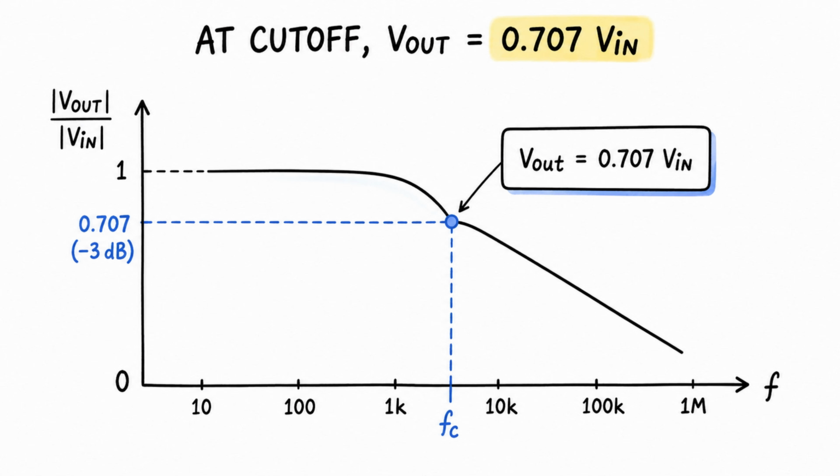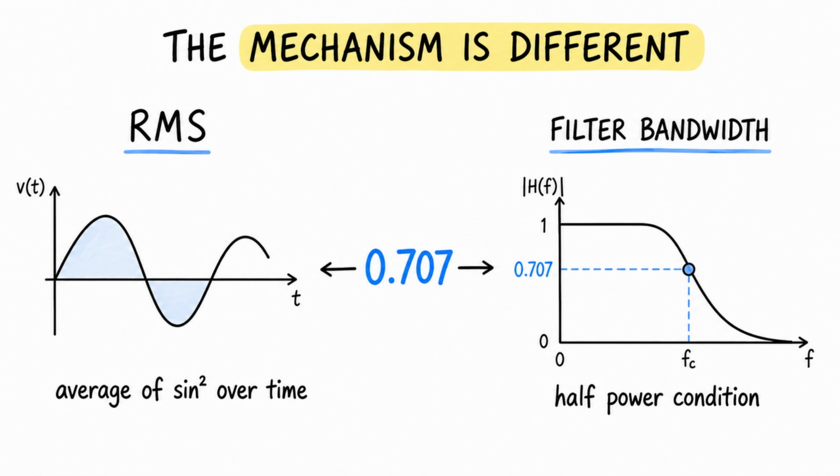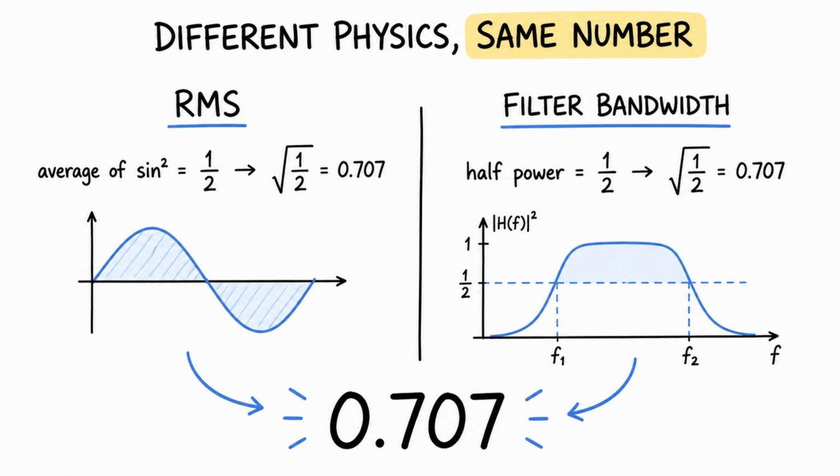Not approximately, exactly. This is not a measurement. It is a mathematical consequence of the definition of half power, combined with the fact that power scales with voltage squared. The mechanism here is different from RMS because in RMS the 0.707 came from averaging sine squared over time. But in filter bandwidth, the 0.707 comes from the relationship between voltage and power at the half power condition. But both arrive at the same number because both involve taking the square root of 1/2.